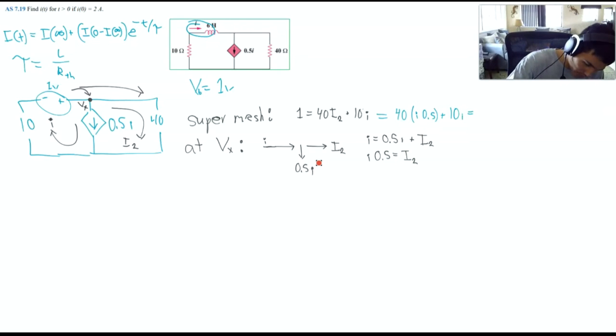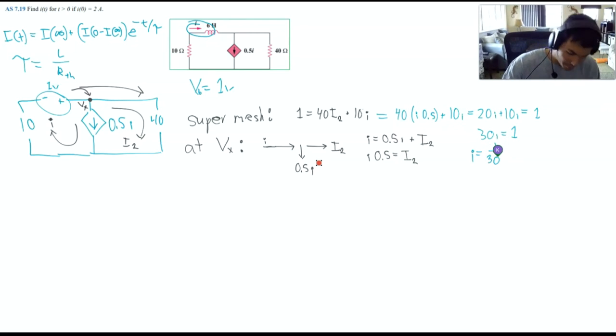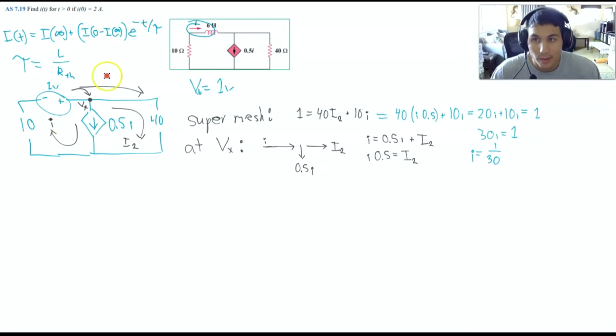And that's going to be 20i plus 10i is equal to 1, right? So 30i is equal to 1. What is i? i is equal to 1 over 30. And there we go. Now, big conceptual idea here is that this i is not this i.